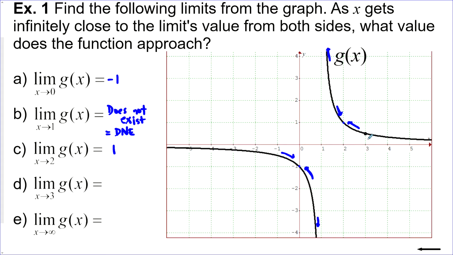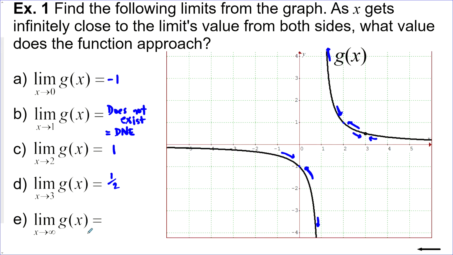The limit of g of x as x approaches 3. Now you can see on the graph there is a hole here, or a point of discontinuity. So if we try to approach this from the left and from the right, it's actually okay. We get closer and closer to 1/2. And even though the graph doesn't exist there, it doesn't matter, because the limit is what value does the function approach as you get infinitely close to it.